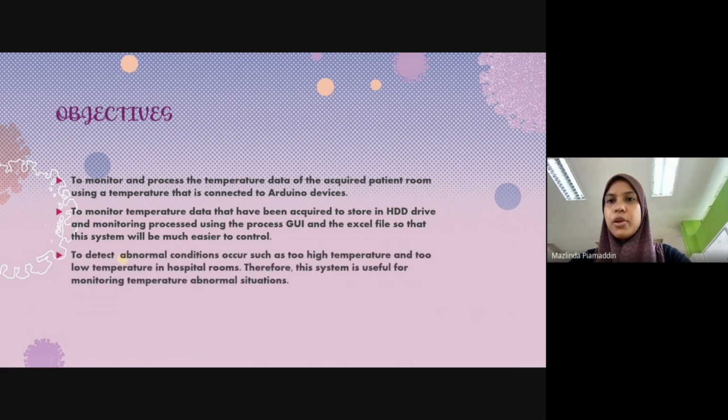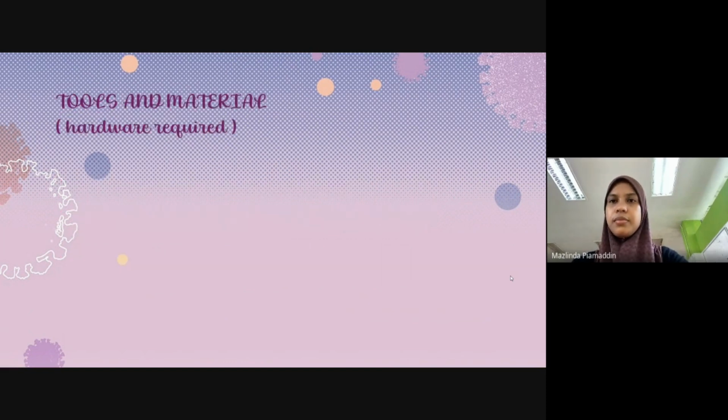To detect abnormal conditions such as too high temperature and too low temperature in hospital rooms. Therefore, this system is useful for monitoring temperature abnormal situations.